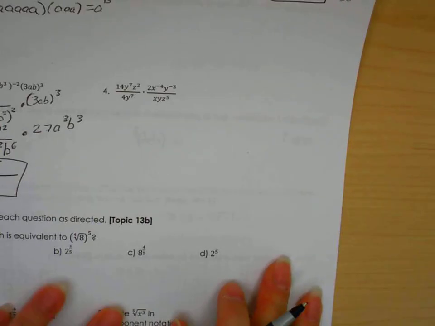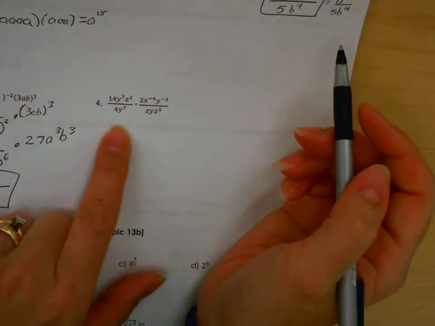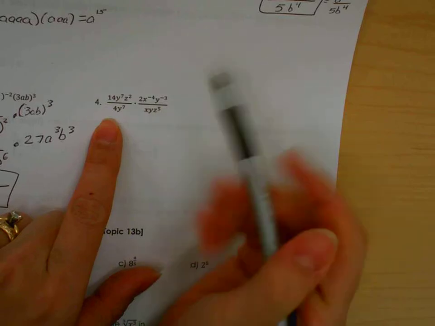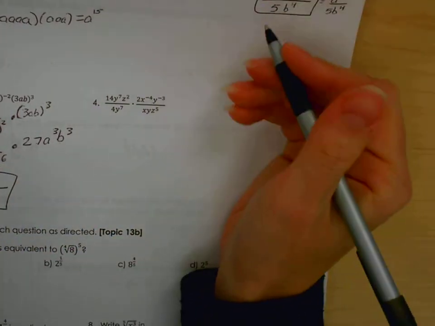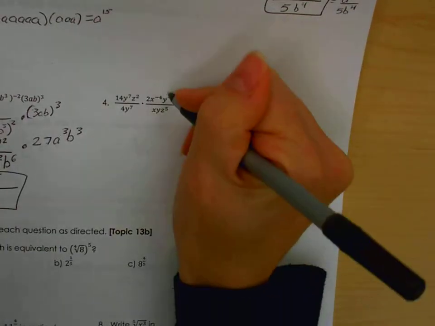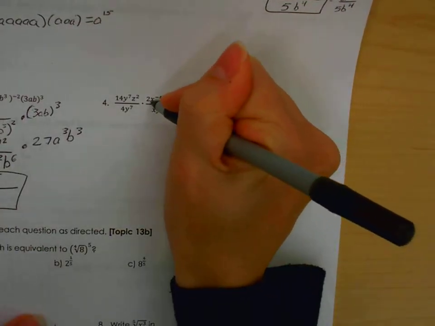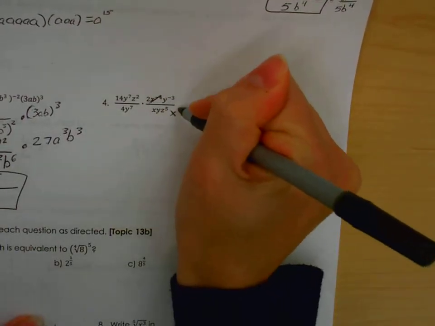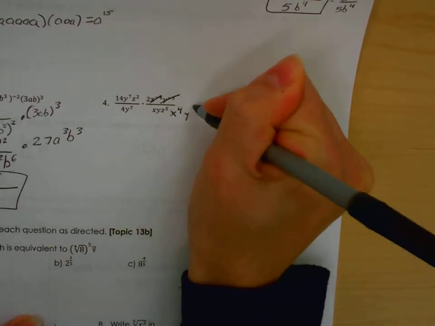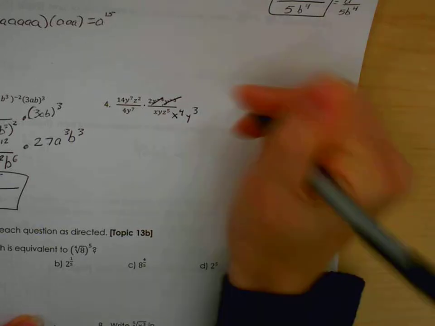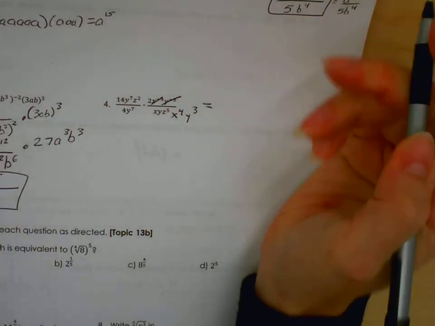All right, last one in this section. I've got another multiplication problem, and I'm going to move my negatives right away because I don't like dealing with negative exponents. So I'm going to take this x to the negative 4, and I'm going to move it to the bottom and say x to the positive 4. I'm going to take this y to the negative 3 and move it to the bottom and say y to the positive 3.